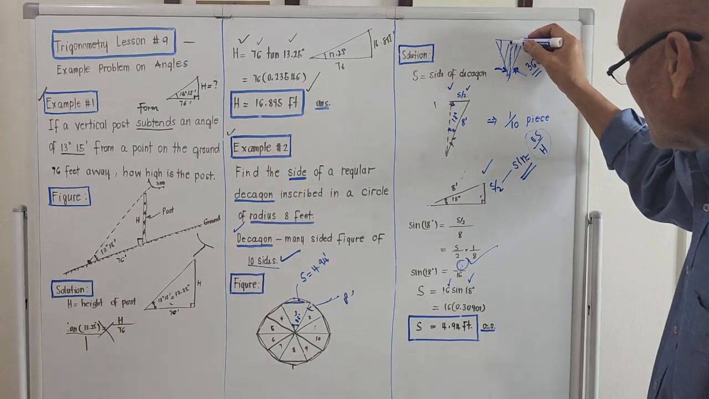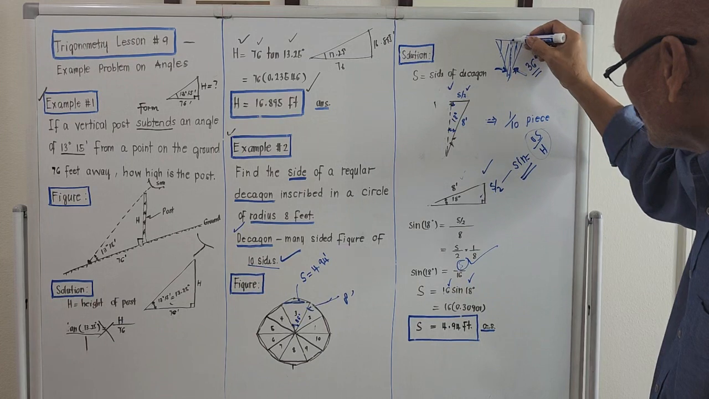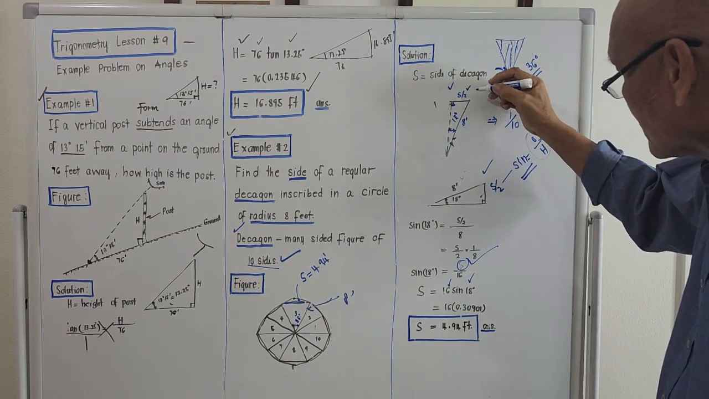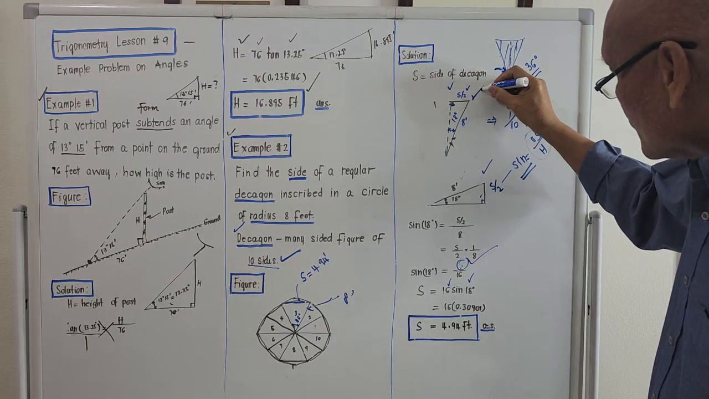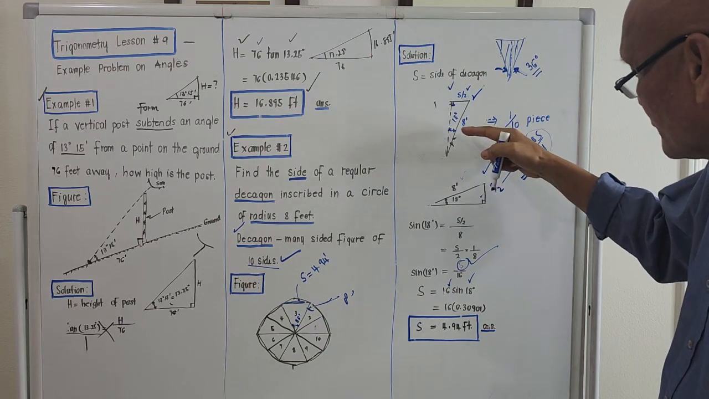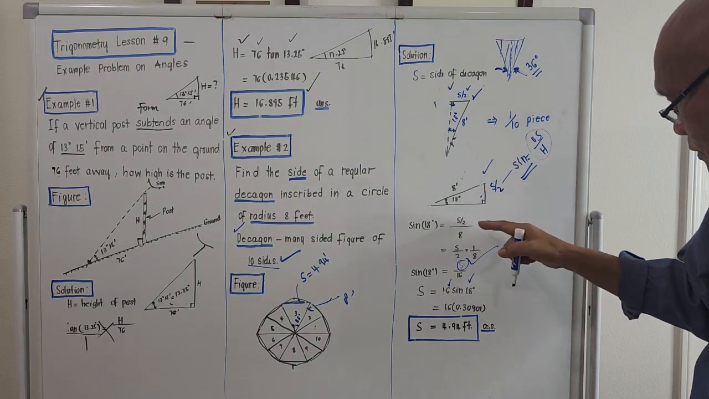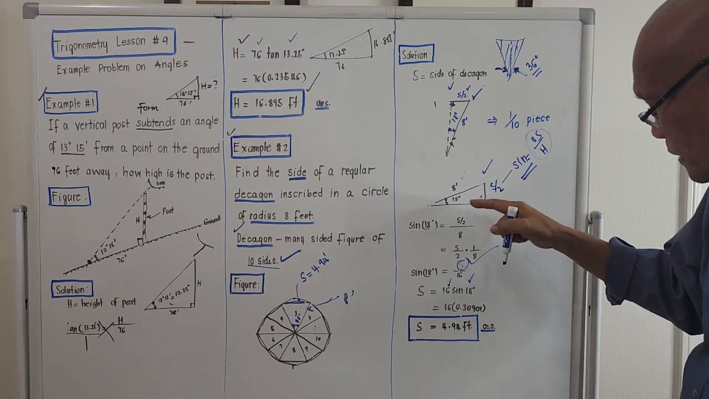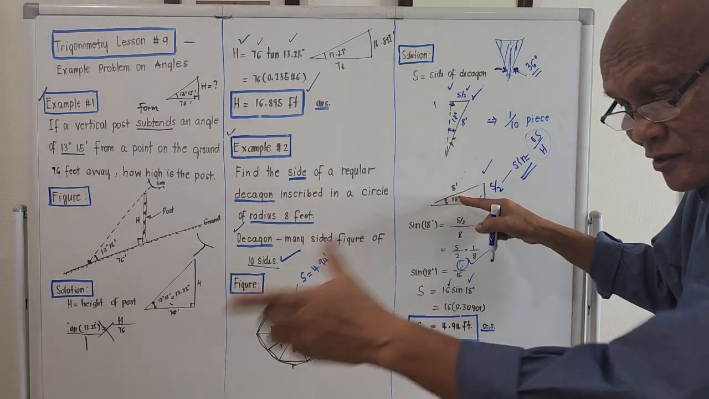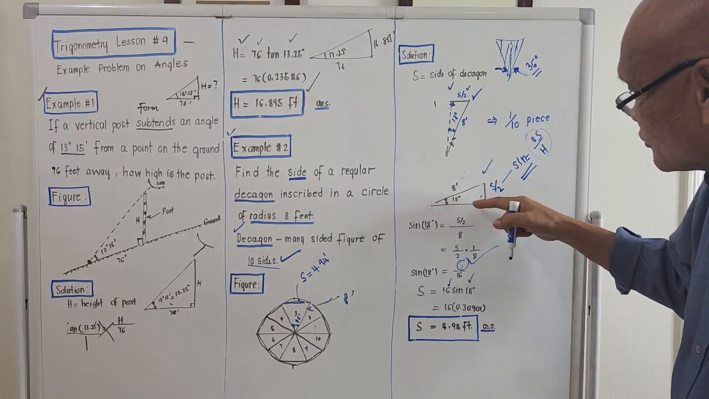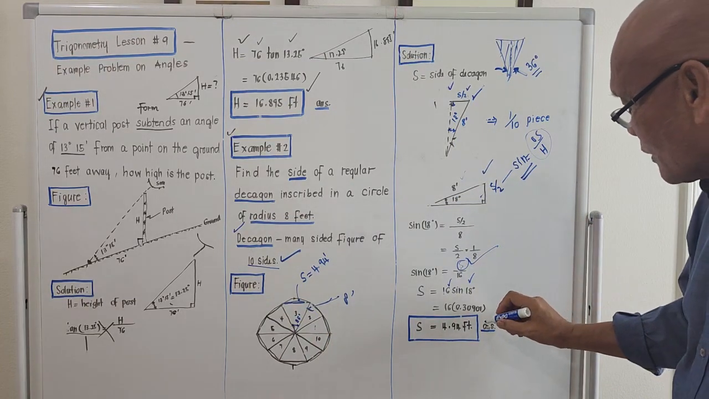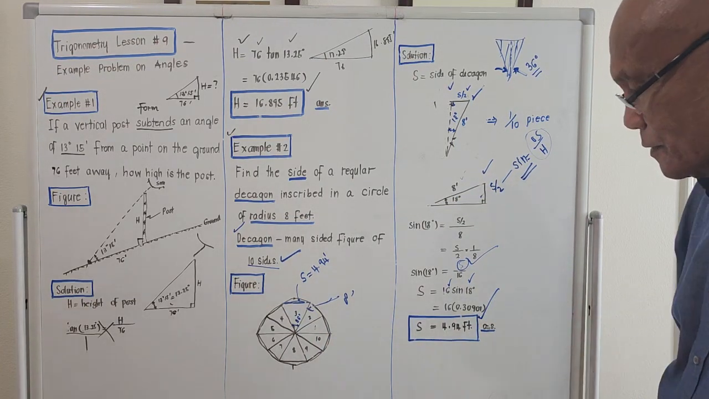And again, we slice it, this is perpendicular, it will come out like this. So 1/2 of 36 will be 18. The included angle inside now will be 18. So in the computation for the unknown value of S, we will be using 18 degrees. It is not 36 degrees, right? It should be 18. So the value of S will be 4.94 feet.